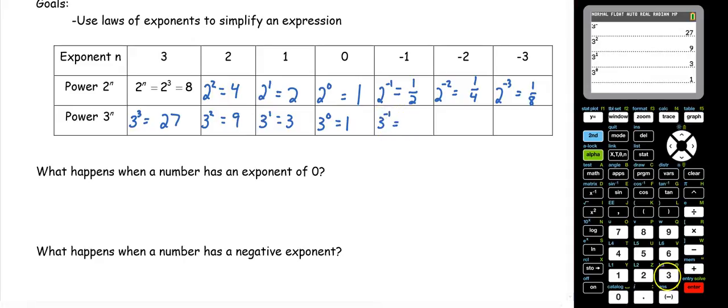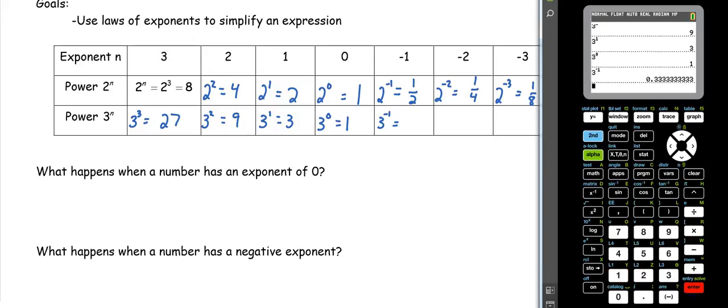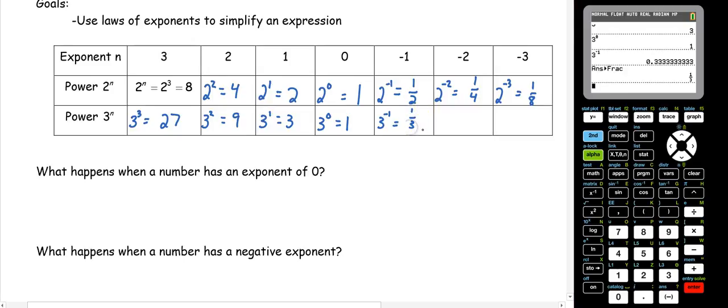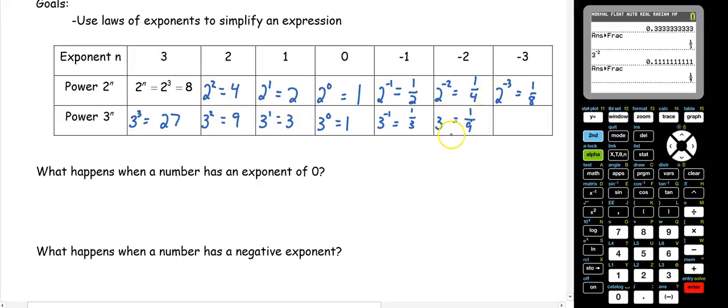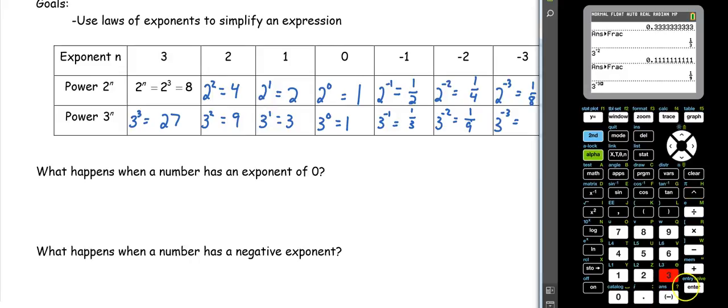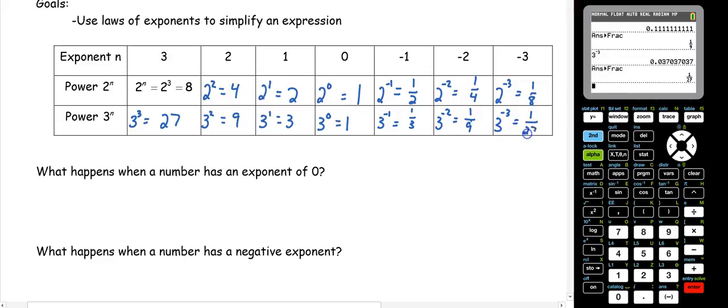3 to the negative first, which gives us a decimal, so math, enter, enter. So that gives us 1/3. 3 to the negative 2, which gives us a decimal, math, enter, enter. And we get 1/9. And our last one, 3 to the negative third, 3 to the power of negative 3, math, enter, enter, 1 over 27.